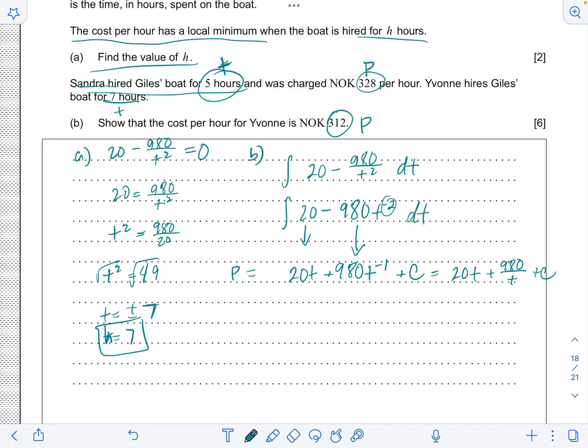I need to find the value of c, and I can do that using Sandra's information. So p of 5 equals 20 times 5 plus 980 divided by 5 plus C, and all that should equal 328. And when I evaluate and solve that for C, I get that C is equal to 32.